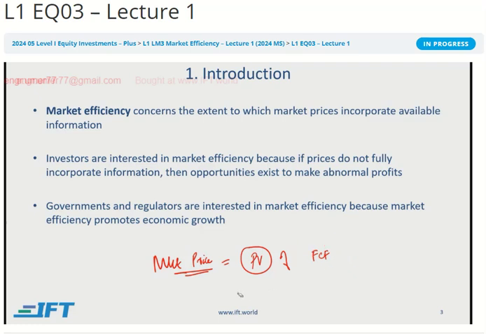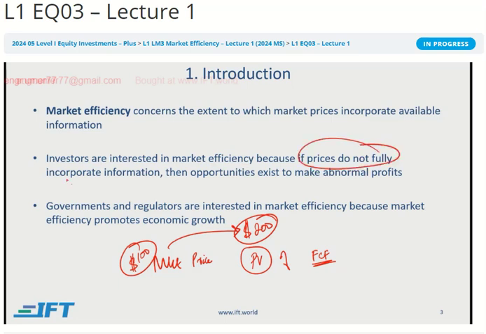If, however, that doesn't happen, let's say the present value of the future cash flows of a particular stock is $200, but that stock is in the market for $100, well, you can buy it at 100 and sell it at 200 once everybody else realizes what the future cash flows are. So if the market prices do not fully incorporate the information, then opportunities exist to make abnormal profits.